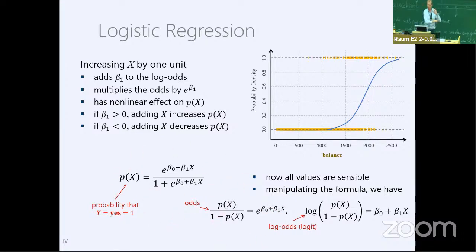And if you now work it all the way back, if beta 1 is positive, then adding something to x will have a positive effect on the probability. And if beta 1 is negative, it will depress the probability overall. So we can interpret the coefficients quite easily, right? If you have a high value of beta, just like in linear regression, it will drive the probability up a lot. And if we have a negative value, it will drive it very much down. And if it's close to zero, it has no effect.